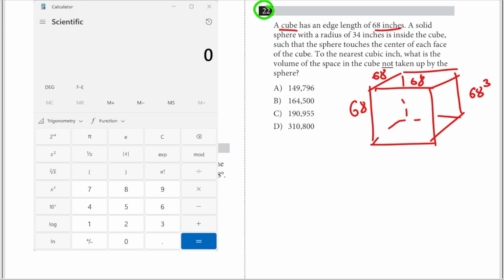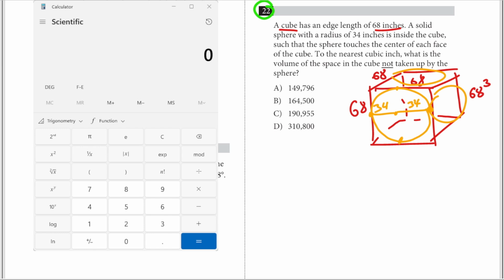Okay, cool. Now, the sphere looks like this somehow. Of course, I'm not going to be able to draw it correctly, but it's a sphere like this. This image is not exactly accurate. But the interesting thing about the sphere is that the radius is 34, and here we also have 34. So the total diameter is 68. So therefore, the diameters of the sphere do touch the sides of the cube.